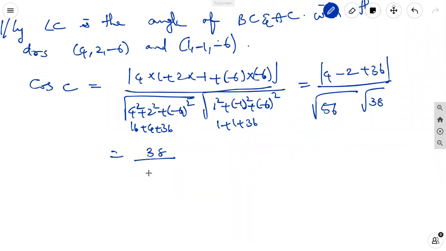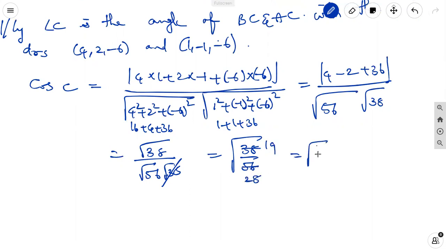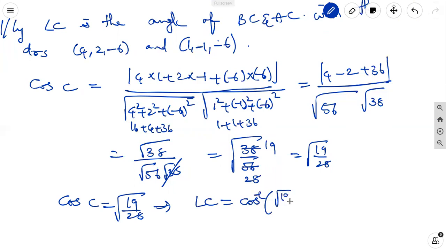38 by root 56, root 38, which is under root of 38 by 56. 2 nineteens are 38, 2 twenty-eights are 56. So root 19 by 28. So cos C equal to under root of 19 by 28. Angle C is equal to cos inverse of under root 19 by 28. These are the angles with the vertices of the triangle ABC.